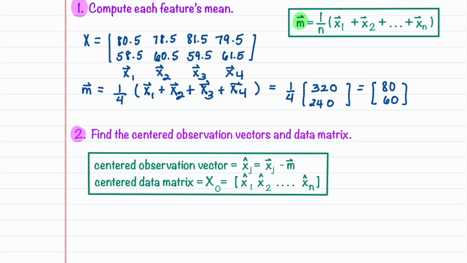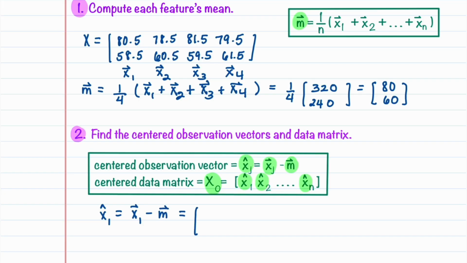The second step is to find the centered observation vectors and centered data matrix. The formula for the centered observation vectors I've written as x sub j hat, and it's just x sub j, which is our observation vector, minus the mean. The centered data matrix is x sub 0, and it just contains the centered observation vectors. I'm going to show you how to compute one of the centered observation vectors. Let's compute x1. So we have x hat 1. That is going to be equal to x1 minus our mean.